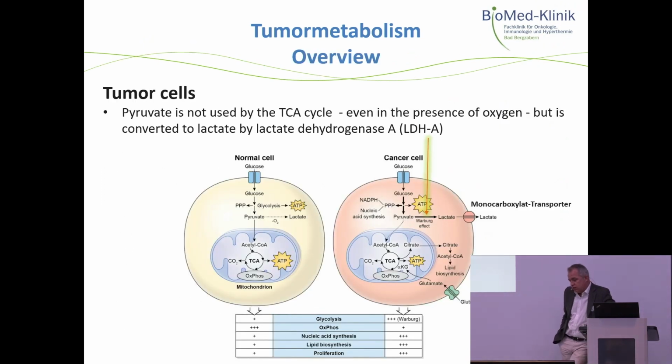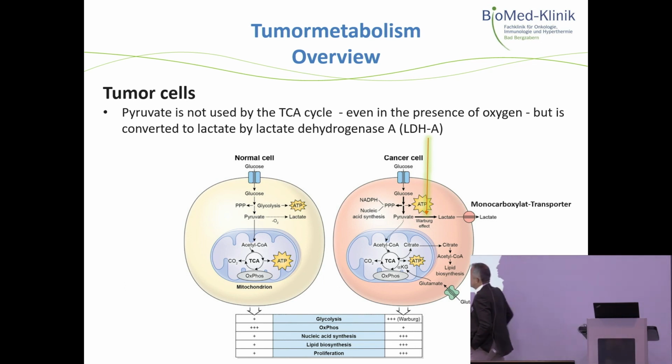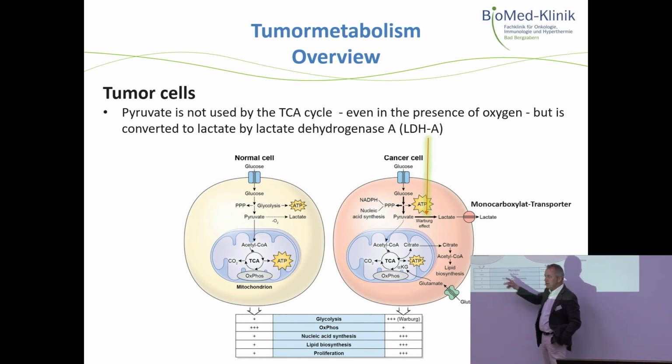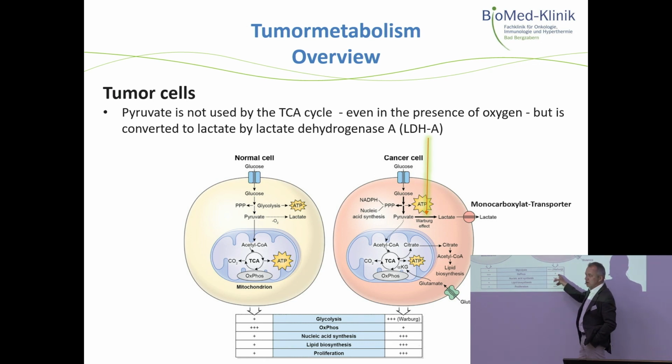So this is the overview, which is very important. A normal cell doesn't do glycolysis. That's Warburg. That's tumor cells. OXPHOS is a normal cell. The tumor cell is not able to do the oxidative phosphorylation. They need nucleic acid synthesis. They do the lipid biosynthesis and the proliferation. So the tumor cell does everything on its own, and we can do nothing against it.